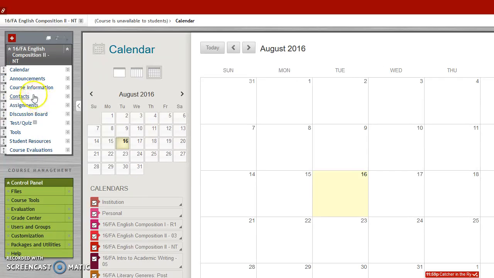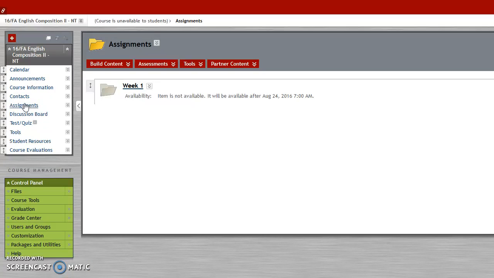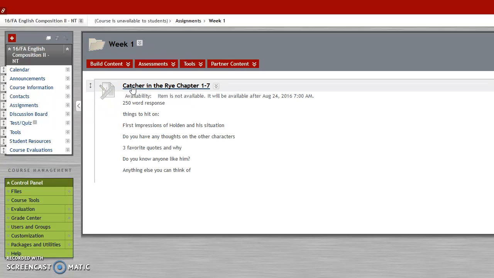Back over here, we'll go to assignments. For the first week, we'll just have, I think, just one assignment. The first book we're going to start reading is Catcher in the Rye, and you'll read chapters 1 through 7, and then you write a 250-word response to it. We call these a reading response, and I kind of gave you some ideas of stuff you could write about.